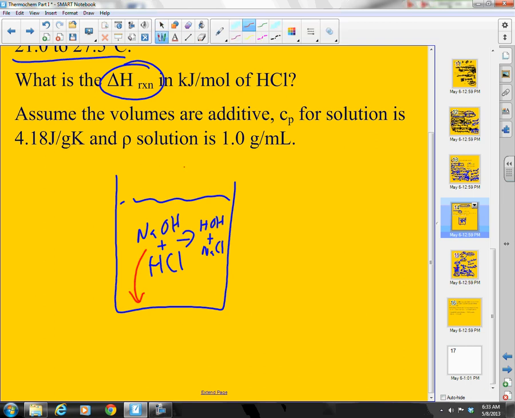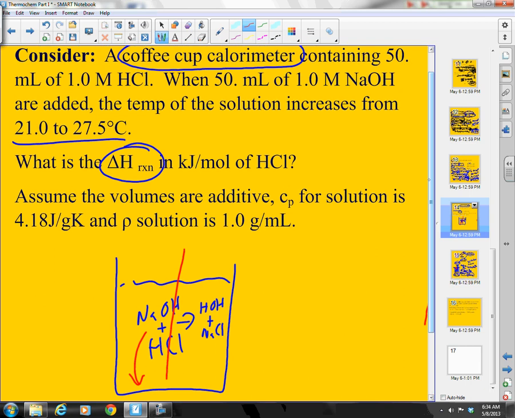And we're going to measure the temperature of that solution, right? And what do we know? The temperature of the solution increases, so Ti is equal to 21.0, and Tf is equal to 27.5 degrees Celsius, okay? So we know that. How much stuff do we have? We have 50 milliliters and another 50 milliliters. Okay, and it says the volumes are additive.